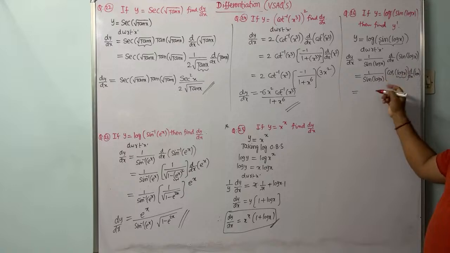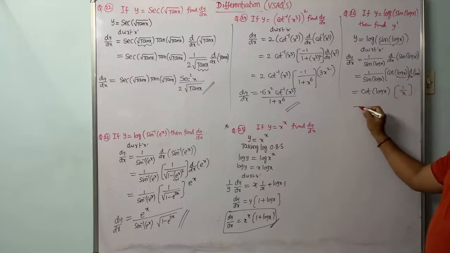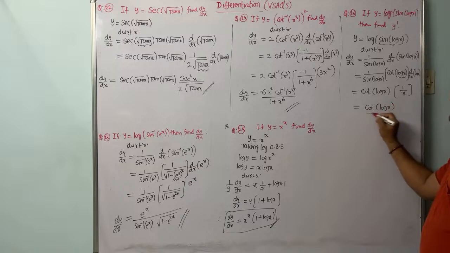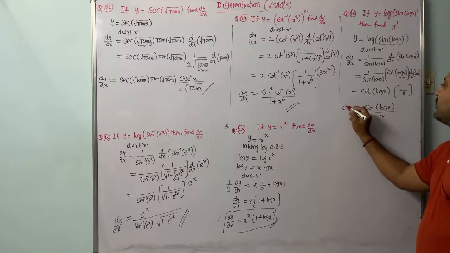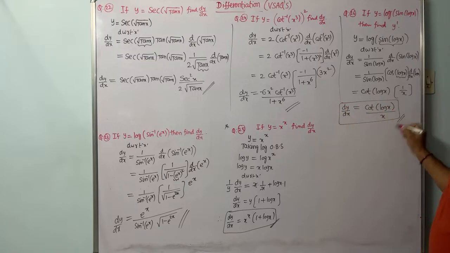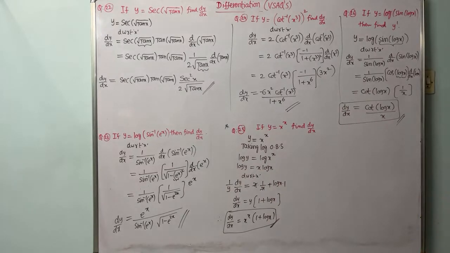Cos of log x by sine of log x is cot of log x, into d by dx of log x, which is 1 by x. So dy by dx is equal to cot of log x divided by x. I hope everyone understands, dear students. We will move on to another set of questions.